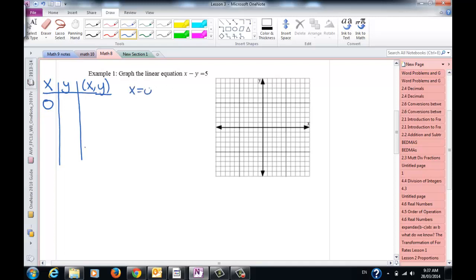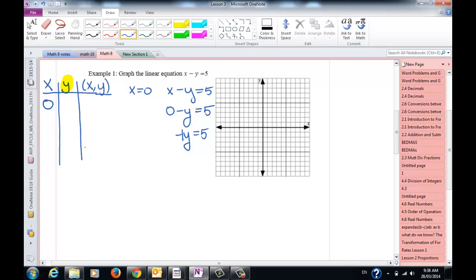So if x equals 0, and our equation is x minus y equals 5, I'm going to substitute x equals 0 in wherever I see an x. And now what I have is negative y equals 5. Now, I don't want negative y. I want to know what y equals when x equals 0. So remember that it's like there's a negative 1 in front of there. It's kind of an invisible one. We don't write it because we don't need it there.